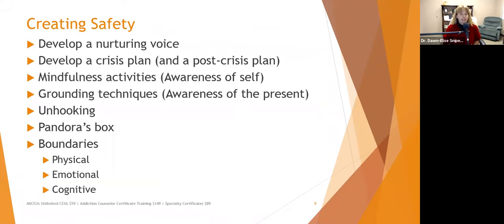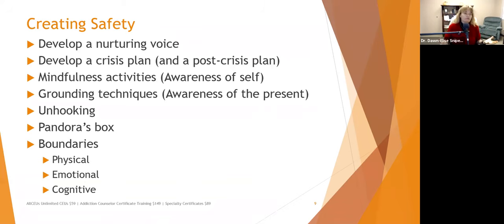Emotional boundaries. Encouraging people to be able to set those emotional boundaries and say, I feel how I feel. It's not right or wrong. It's just how I feel. If you feel differently, that's okay. It doesn't mean anything's wrong with me.